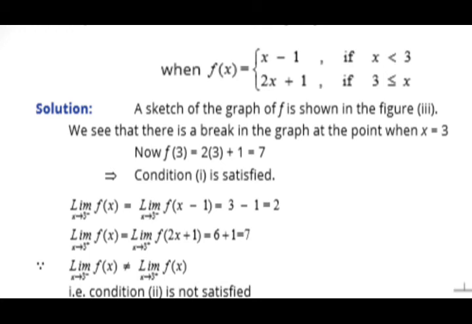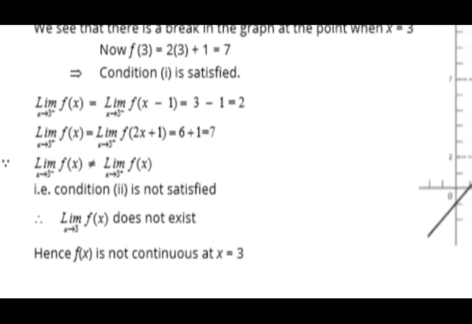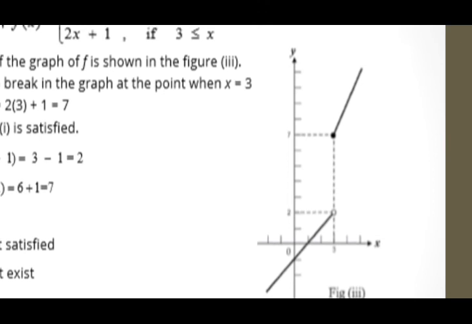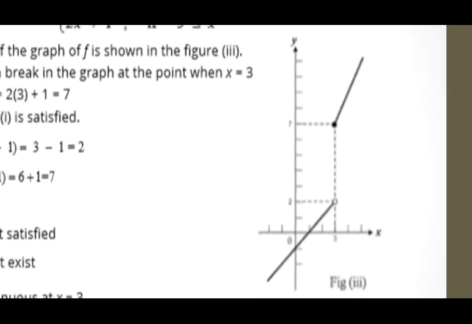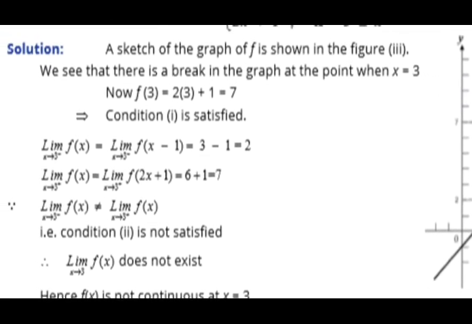For the left hand limit we have the function x minus 1, and for the right hand limit we have the function 2x plus 1. But both answers are not equal, therefore the function is discontinuous. From the diagram also, we have two different lines with a break in the function, therefore it is discontinuous.